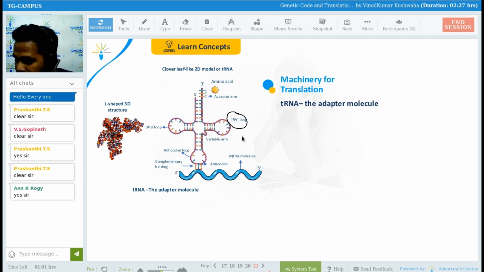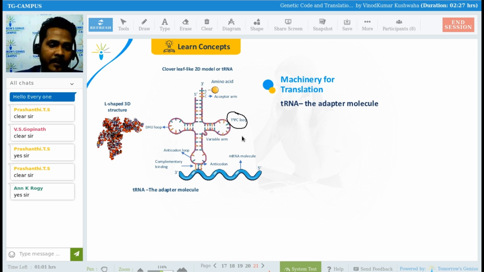Sir, can you explain tRNA again? Okay, yes, I can explain. No problem. See here the diagram. I think the diagram is almost the same, right? Yes or no? Okay, so just pay attention to this diagram.